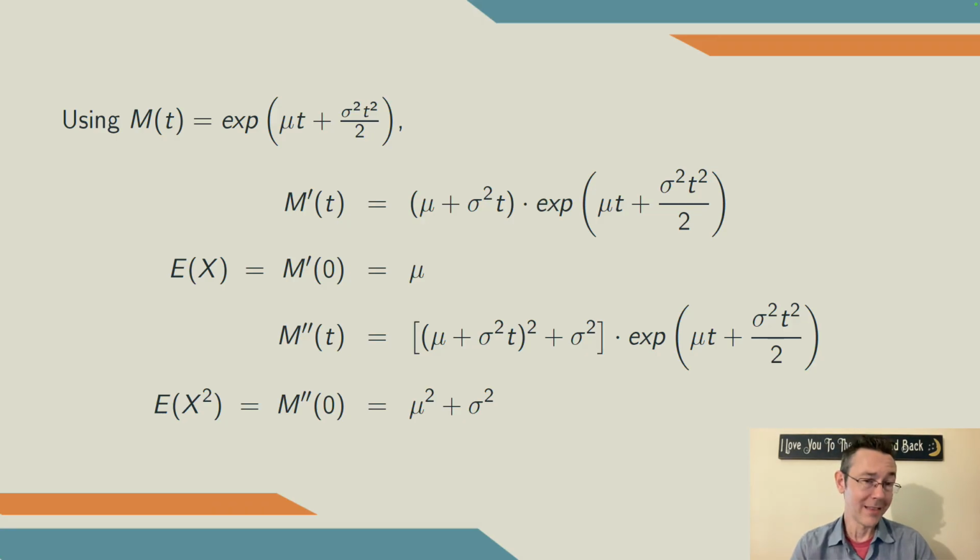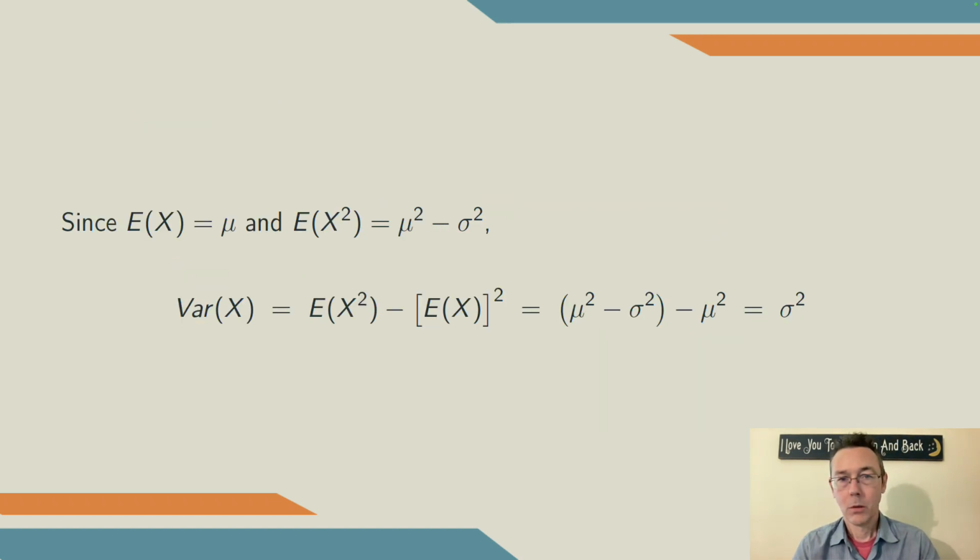We differentiate that with respect to t and plug in 0, and we get mu. Differentiate it again with respect to t, plug in 0, get mu squared plus sigma squared. So that's the expected value of x squared. Once again, applying the formula, variance of x equals the expected value of x squared minus the expected value of x quantity squared. Doing a little bit of arithmetic and simplifying, we get that variance is sigma squared. So the mean and variance of a normal distribution are mu and sigma squared respectively, just as we'd hope.